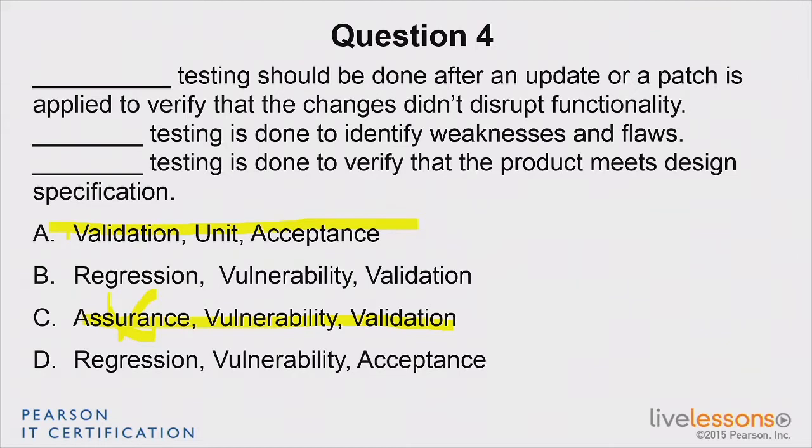Now we've got blank testing is done to verify that a product meets design specification. So this is where you're going to have to choose between validation testing and acceptance testing. And if you remember, validation testing is when we do testing to verify a product meets design specification. Acceptance testing is when the user accepts the application as it's meeting its usability standards. So acceptance doesn't work here. That's going to bring us to B, which is regression, vulnerability, and validation.